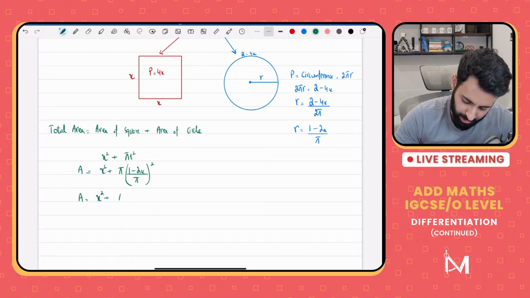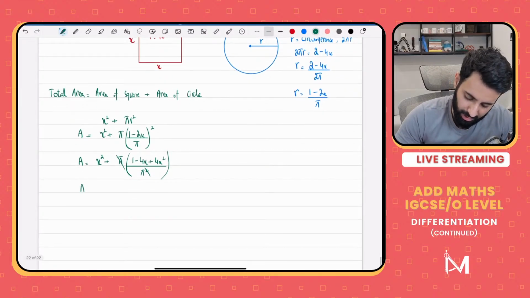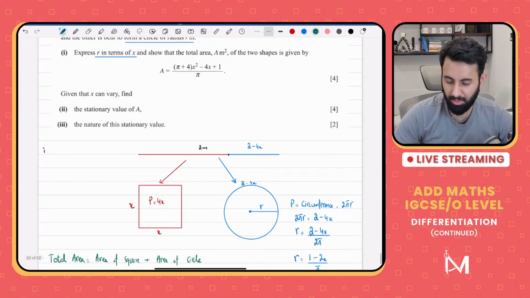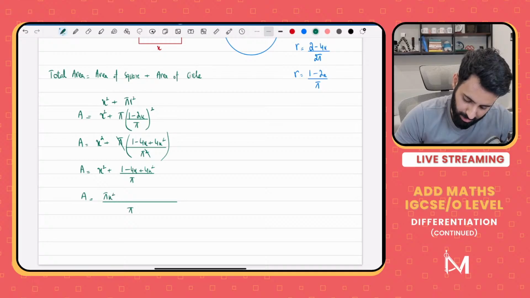x squared plus, now I'm just going to expand this using the identity, 1 minus 4x plus 4x squared upon π squared. So we've used the identity. Now π and the square from π squared will cancel, and now we have x squared plus 1 minus 4x plus 4x squared upon π. Now keep your eyes on the prize. This is not how the question wants to give the answer. The question wants us to give the answer in some other way, so we're going to do what the question wants. We're going to take the LCM, which is going to be π. So this will be πx squared plus 1 minus 4x plus 4x squared.